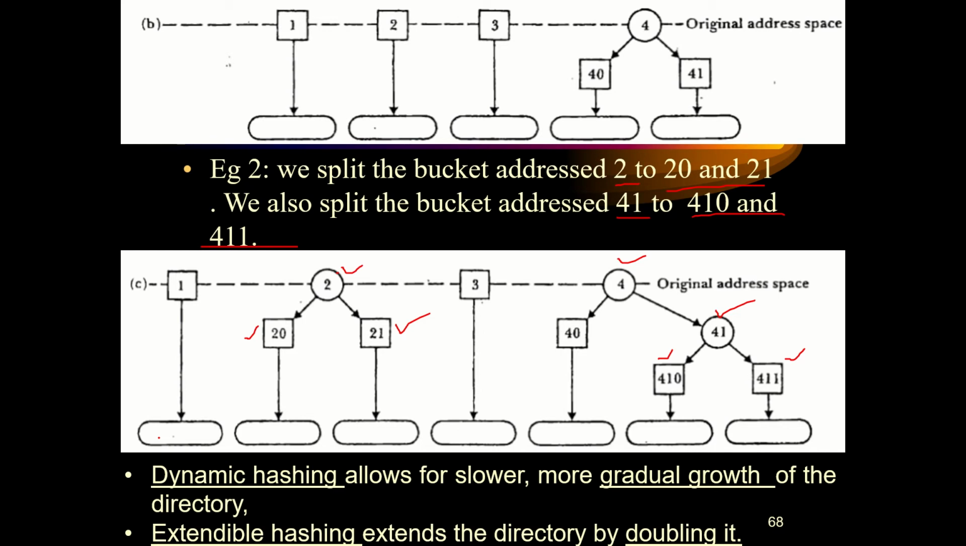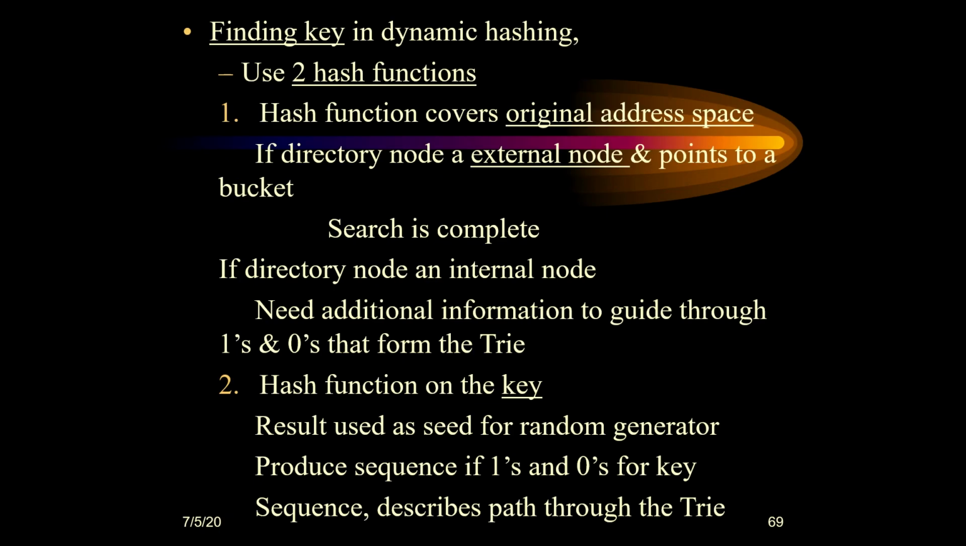creating the directory. Okay, when we go for creating a complete binary tree, we try to double the changes all throughout the tree, which creates a doubling effect. So that is the difference between dynamic hashing and extendable hashing. We don't have this doubling effect in dynamic hashing. Every growth is very much gradual.